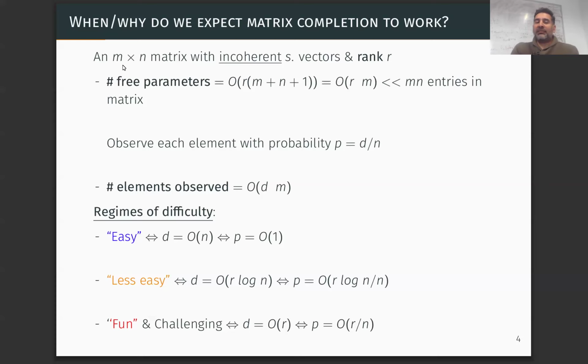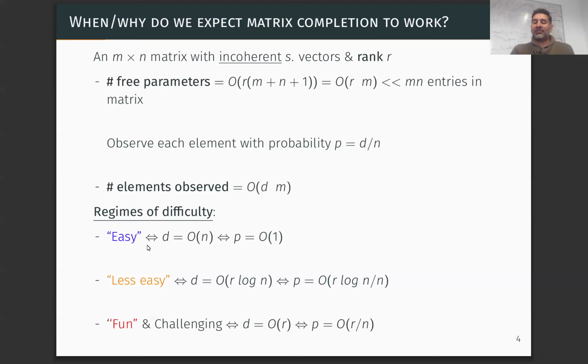So roughly speaking, if we have this m by n matrix with incoherent singular vectors and a rank of r, then the number of parameters we have that need to be estimated is about order r times m, right? Which is much less than the total number of entries in the matrix, and that's what gives us hope. If we observe each element of that matrix with probability d over n, then roughly speaking, for this m by n matrix, we have about d times m different entries.